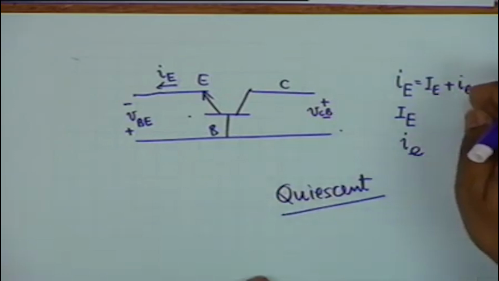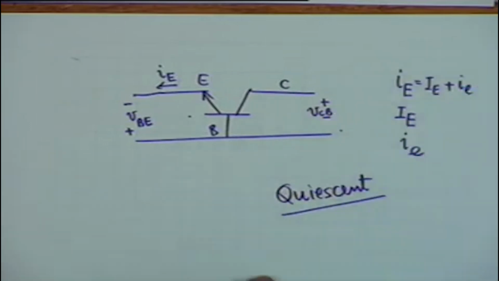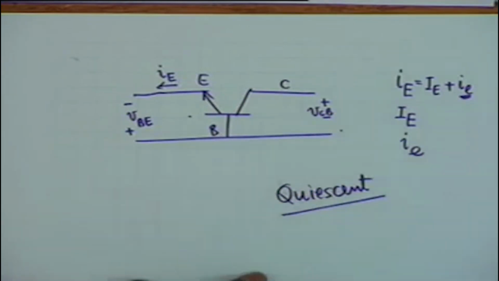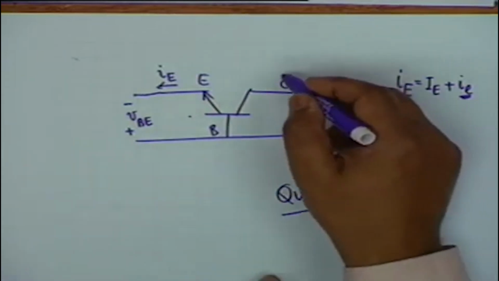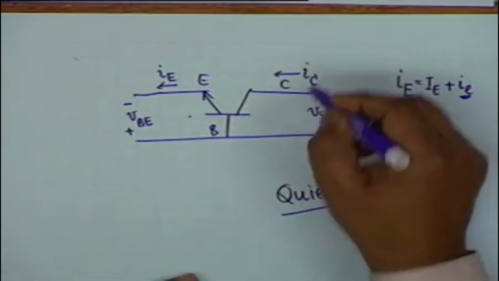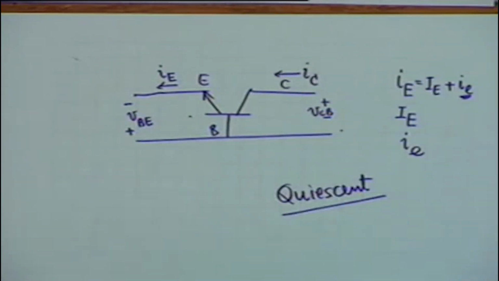The small i sub small e is the AC or the incremental part. This is the signal part. This is the part that we wish to amplify. Besides terminology, the current in the collector shall flow like this, and we call this I sub capital C.